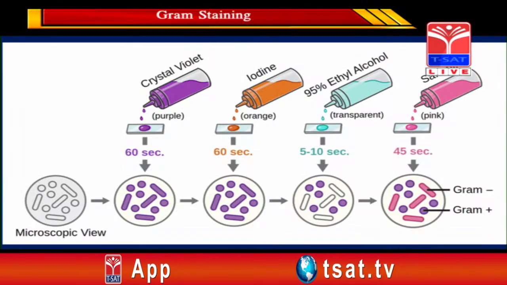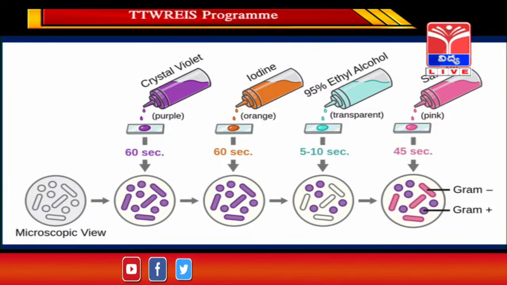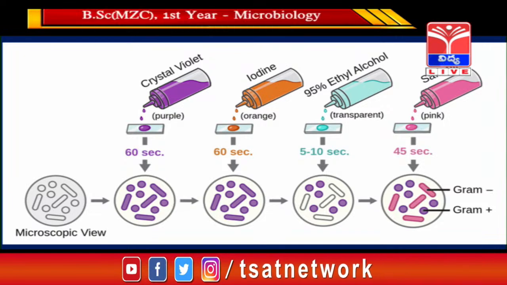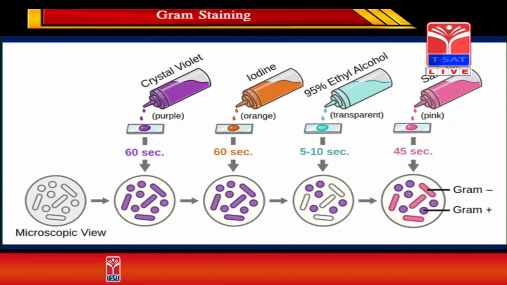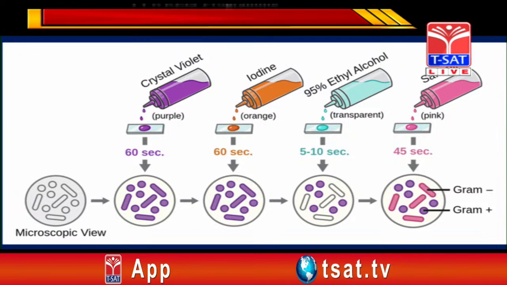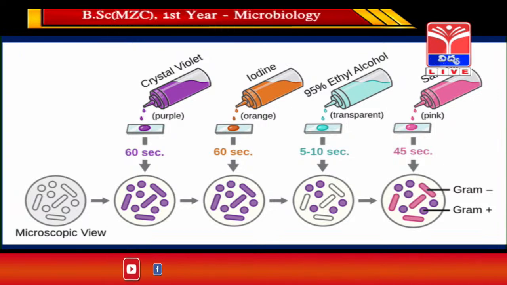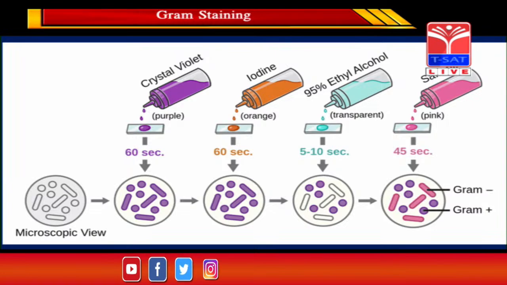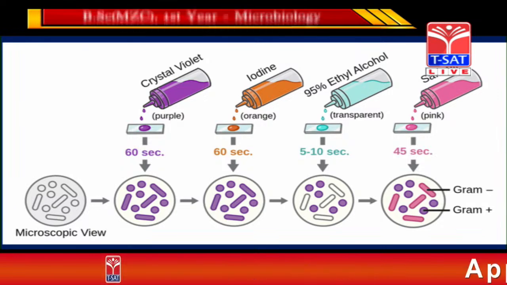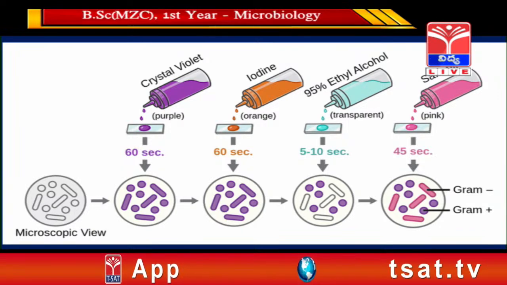So, this is the practical representation of the procedure in Gram staining. In the first step, we add crystal violet. After the addition of crystal violet, wait for a minute and wash the slide. After that, add Gram's iodine, wait for a minute and wash the slide. The third step is addition of the decolorizing agent. So, the decolorizing agent is alcohol or acetone.